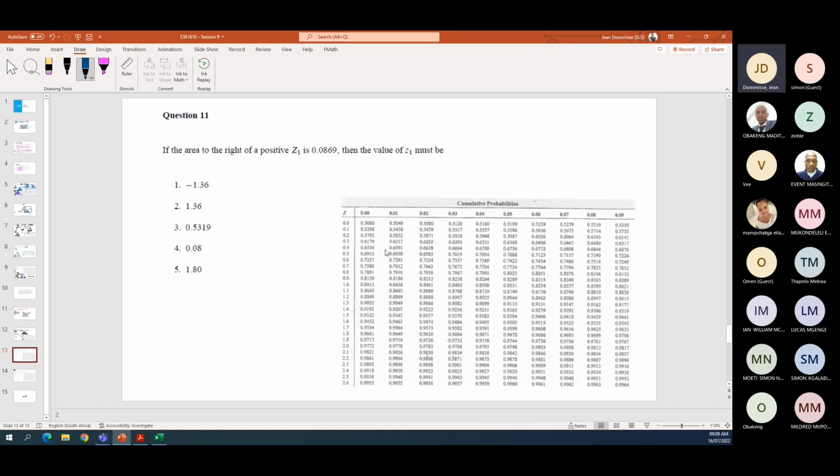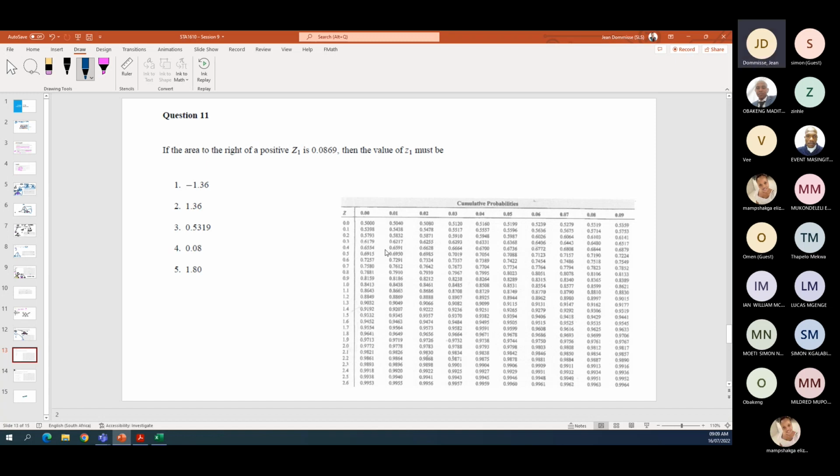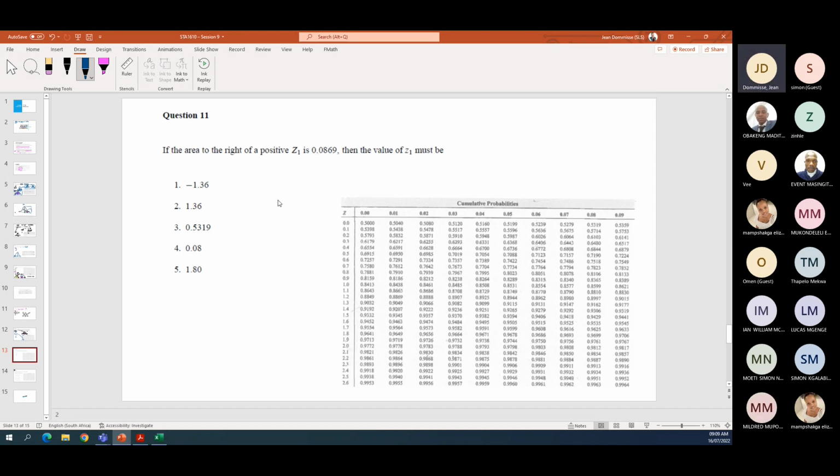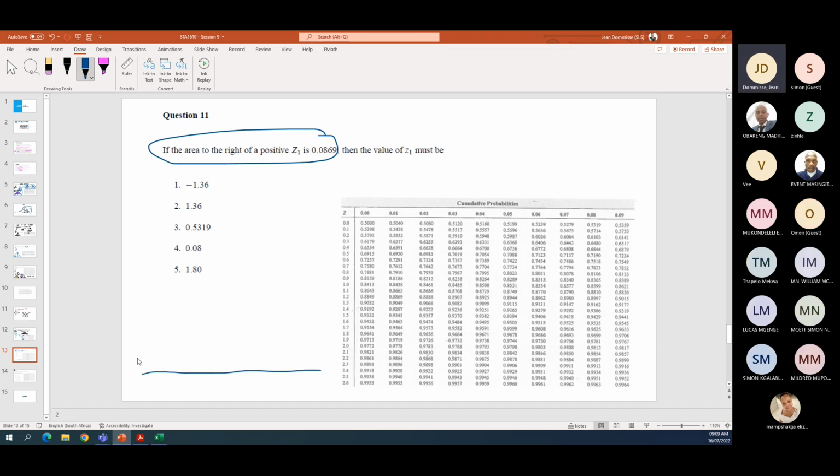Okay, so also, and this will be in your assignments, is that they sometimes now mix up the set of questions. So if an area to the right of a positive Z1 is that. Okay, so I need to draw that because else I will not be able to do that.